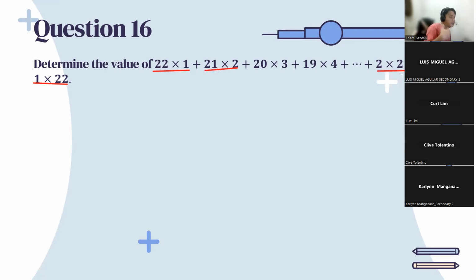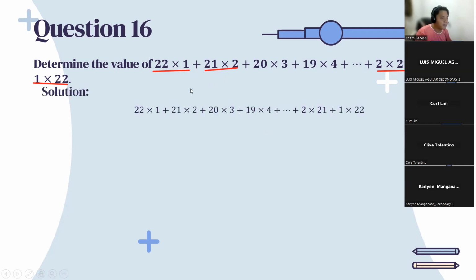So basically, if you were to solve each of the products, you just need to get the product of 22 times 1 until I think that's 11 times 12, right? 12 times 11 and then 11 times 12, right? So 12 times 11 and then you add them together and you multiply by 2. However, it is easier to do summation. Okay, so I'm about to teach you how to use summation.